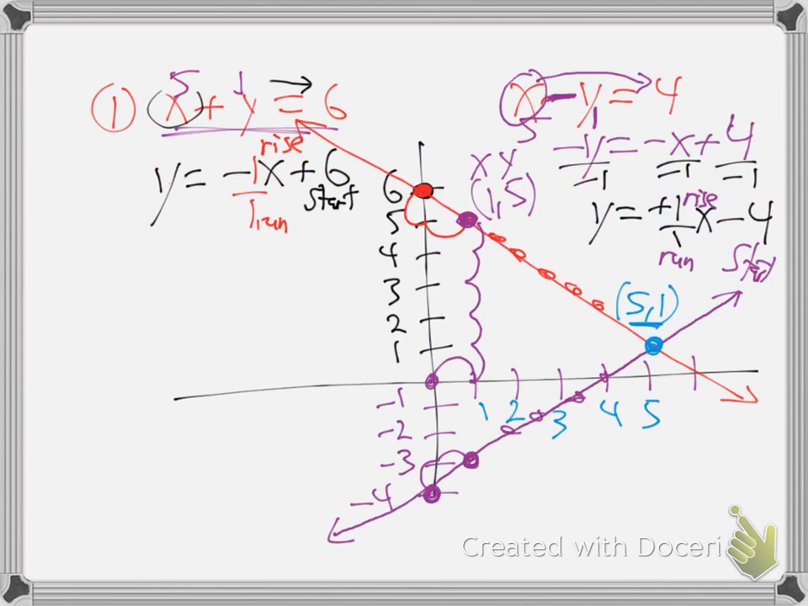Than graph and everything. But here's the advantage of the graphing. You know what's really happening behind the scenes. An equation is a line. So let me show you how much more you know now.